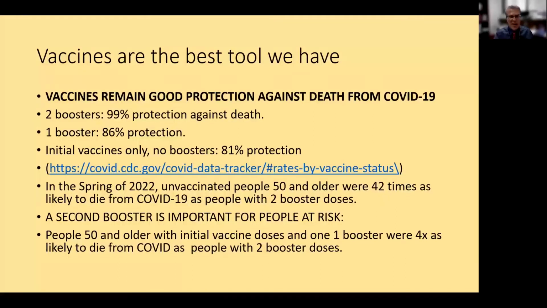So it doesn't have to be a complicated conversation with folks, just a reminder about what they're going to get from that first and hopefully second booster dose in terms of an effect to keep them alive and out of the hospital. Next slide, please.